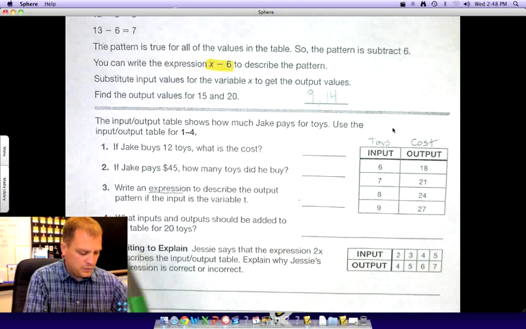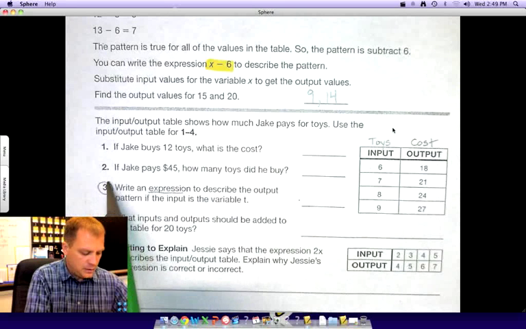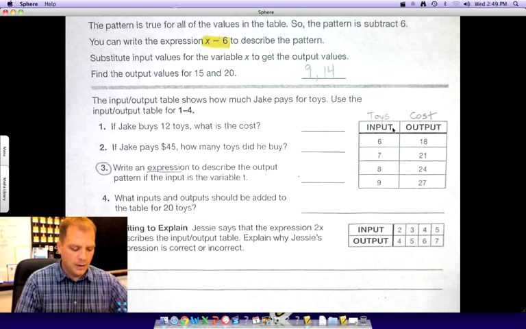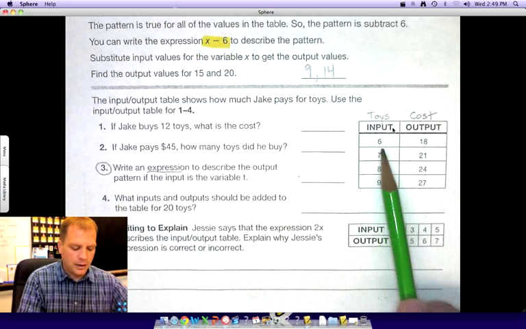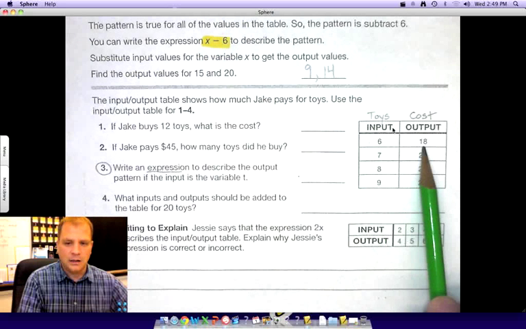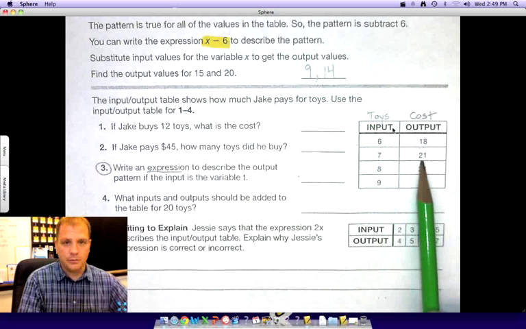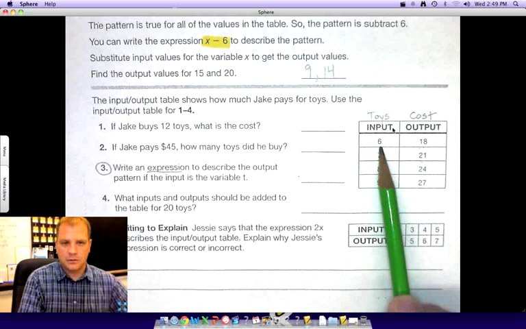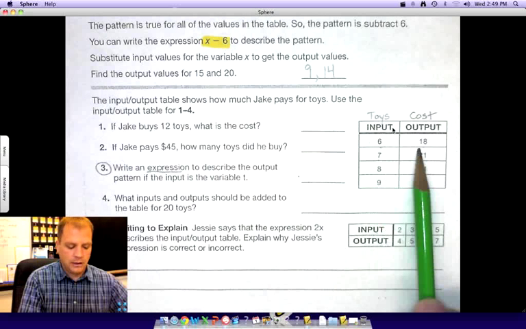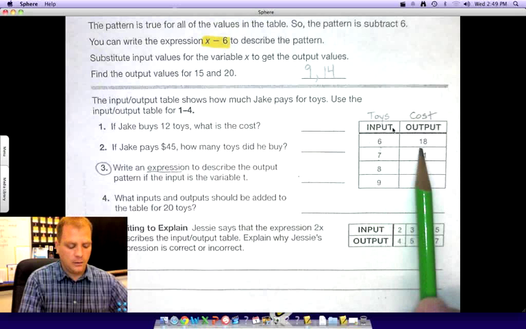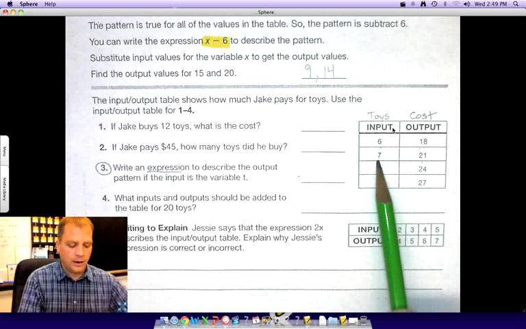I wish it would have started with number 3, to be honest, because number 3 asks us to come up with the expression for that input-output table. So I'm looking for the pattern, or what am I doing to the input to get the output in each of them. So to go from 6 to 18, yes, I'm adding 12. But when I add 12 to 7, I get 19, not 21. And I'm looking for 21. So it's not adding 12, and we're certainly not subtracting, so I'm going to try multiplying. 6 times what equals 18? 3.